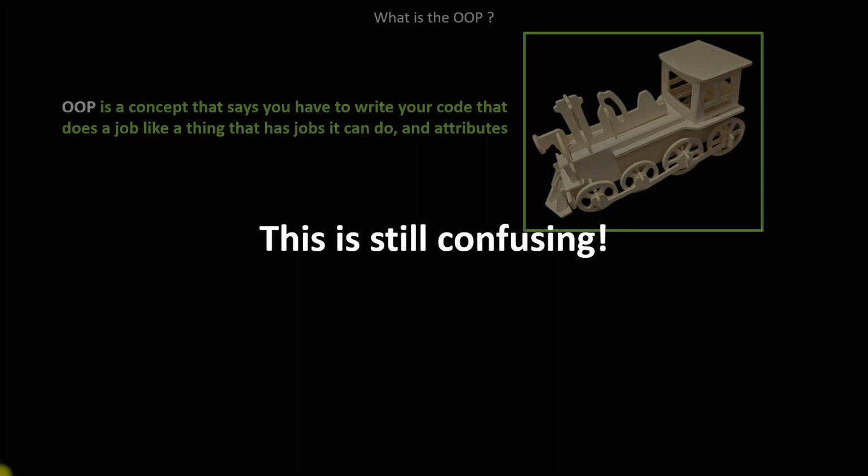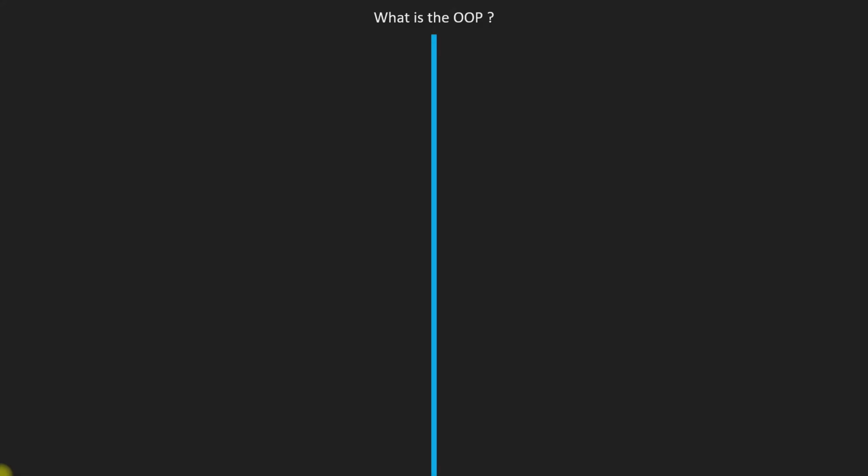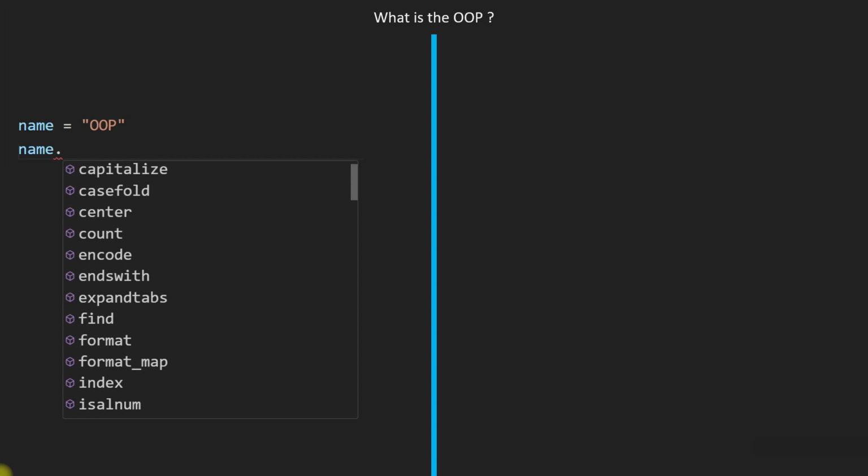But this is still confusing. Okay, let us code. Let's write a variable that is called name, and this variable contains a string. Okay, the string is a thing, it is an object, and you can find the jobs that this string can do. For example, we will write name dot, and we will find the jobs that this string can do. For example, we have a job called capitalize, and also center, and also count, encode, and these things. These are the jobs that we have said will be inside the thing.